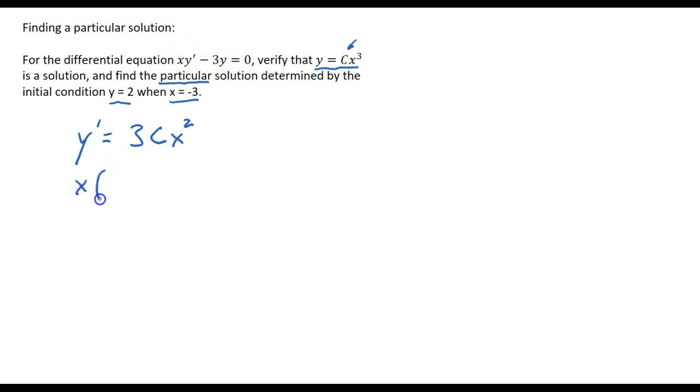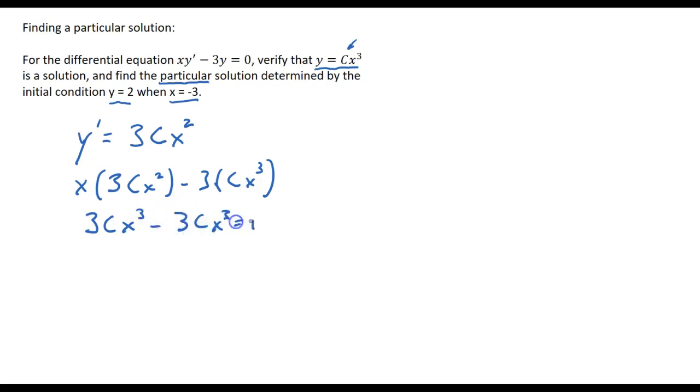I'm going to plug this into my differential equation. So x times y prime minus 3y, and we're going to see what we get. That's going to give me 3cx cubed minus 3cx cubed equals 0. That's what's supposed to happen. So yes, this is a solution.